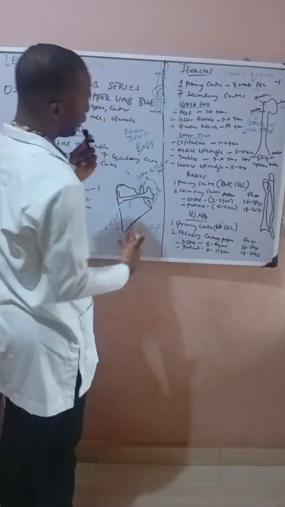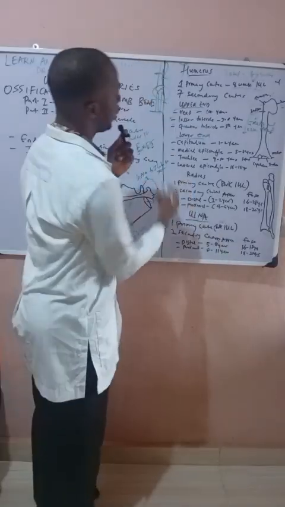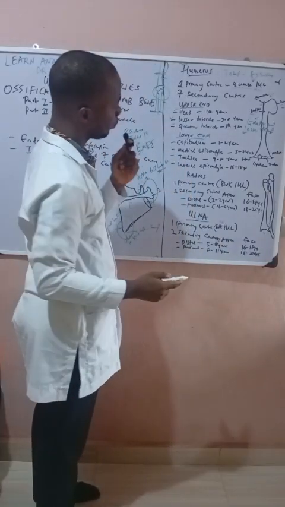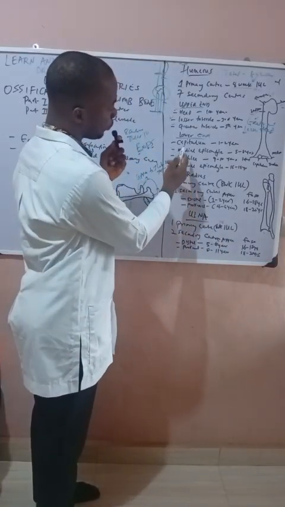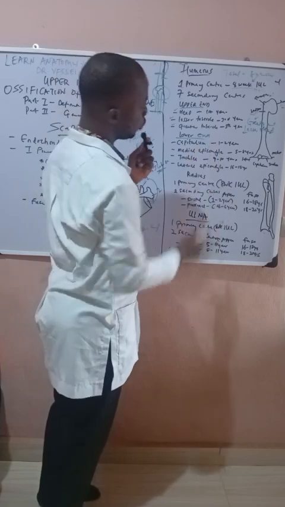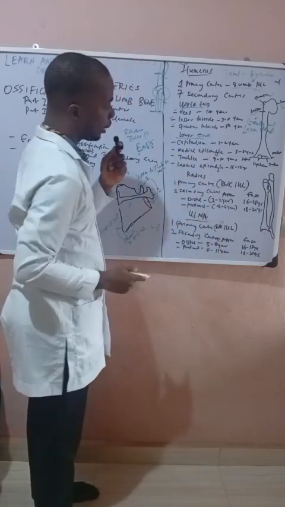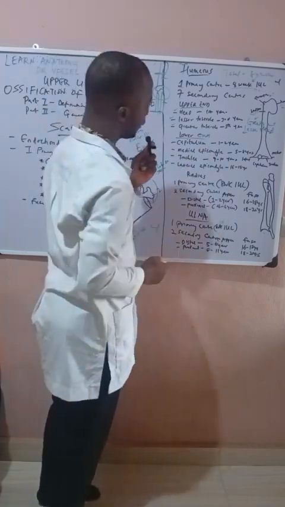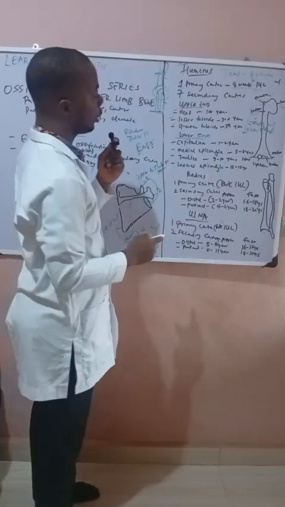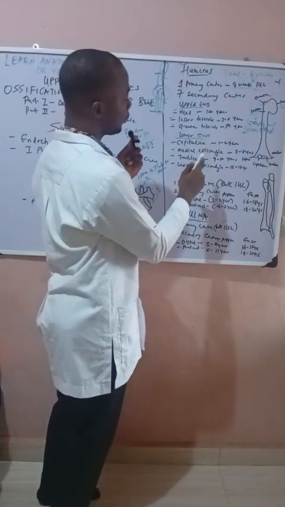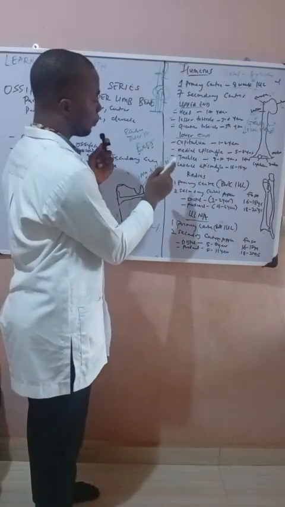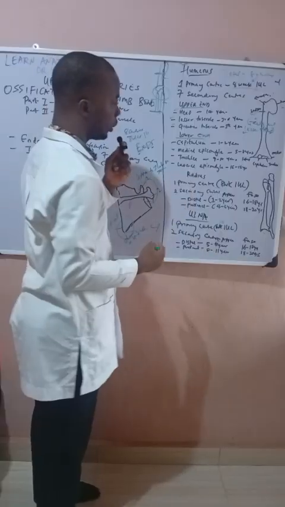Now, for the lower end, we have the capitulum, which appears at 1 to 2 years. Medial epicondyle, which appears at 5 to 8 years. Trochlea, which appears at 9 to 10 years. Lateral epicondyle, which appears at 16 to 18 years.